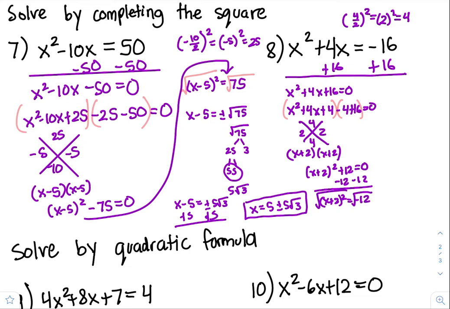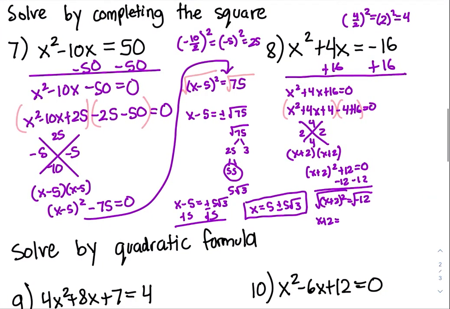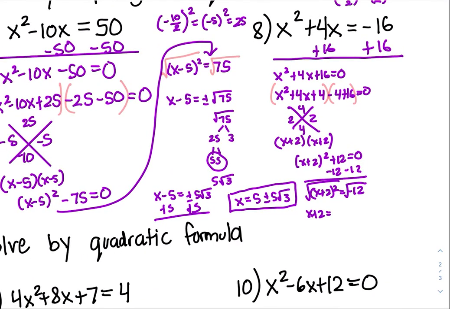Square root both sides. So you guys are going to get x plus 2 is equal to, now remember you guys, whenever you take the square root, right, you are going to get plus or minus. Now, the square root of negative 12, you guys, remember it's a square root of 12i. So that is your guys's, and then you guys gotta simplify that square root.